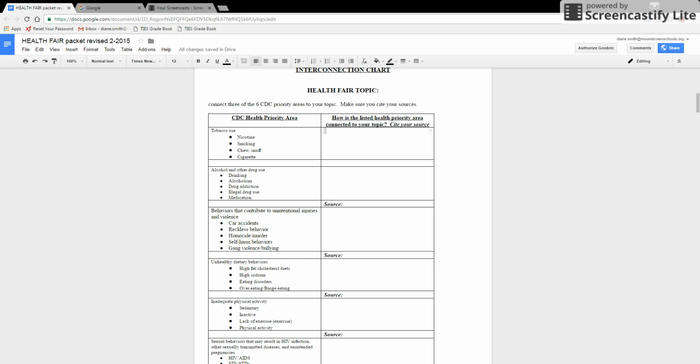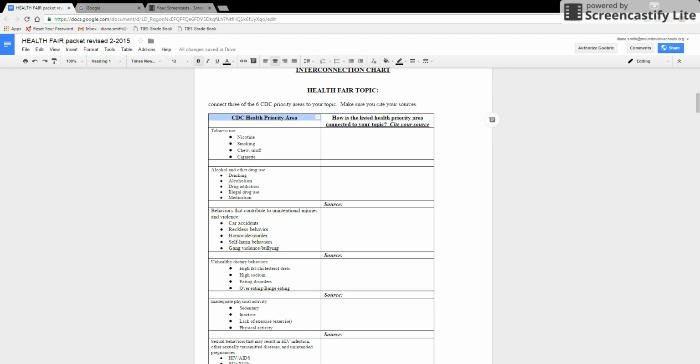This is an audio help session on how to fill in your interconnections chart for your health fair project. We want you to be able to connect 3 of the 6 CDC health priority areas that we introduced to you, and they are labeled here, in our self-awareness unit to your topic area.